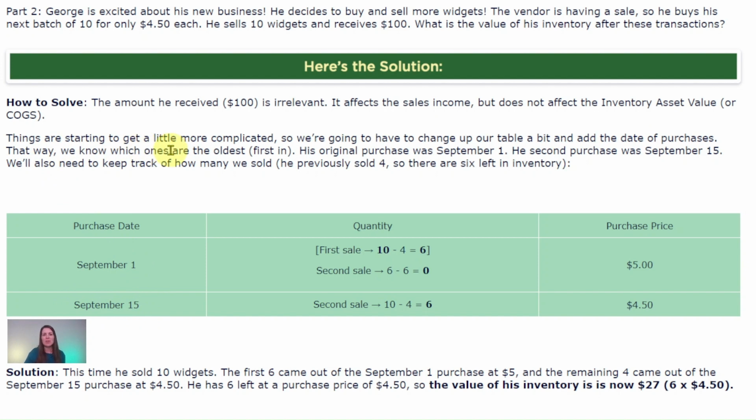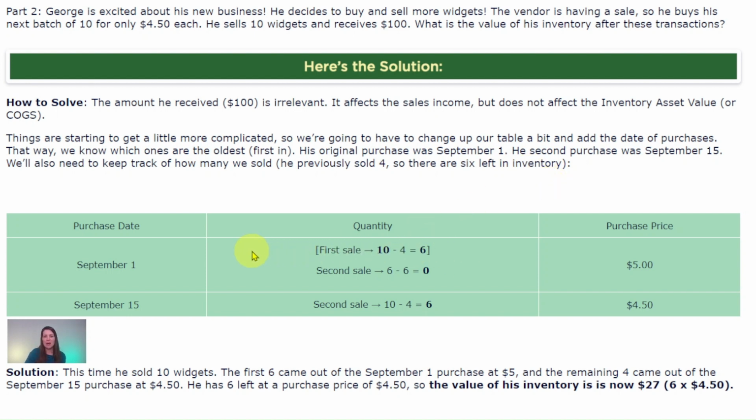That way we know which ones are the oldest or the first in. And his original purchase, we will say, is on September 1st. So this is that first sale. And then the second purchase was on September 15th. And we'll also need to keep track of how many we sold. He previously sold 4, and then there were 6 left in inventory.